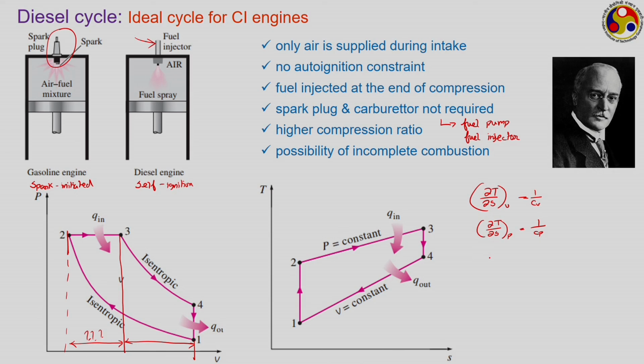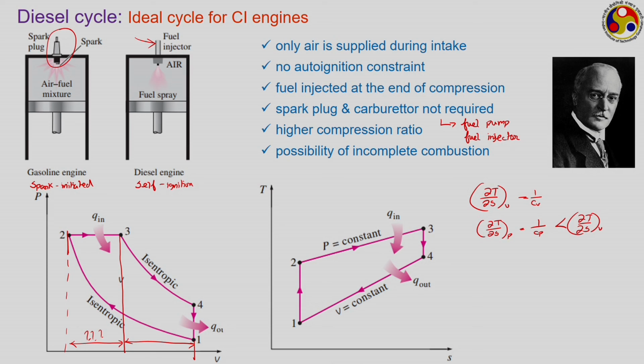Now, we know that Cp is greater than Cv. So, 1 upon Cp is less than 1 upon Cv, therefore, the slope of a constant pressure line is less than the slope of a constant volume line. So, from point 2 we have to draw a constant pressure line, which is shown here.